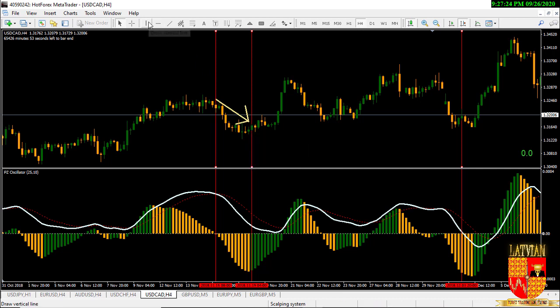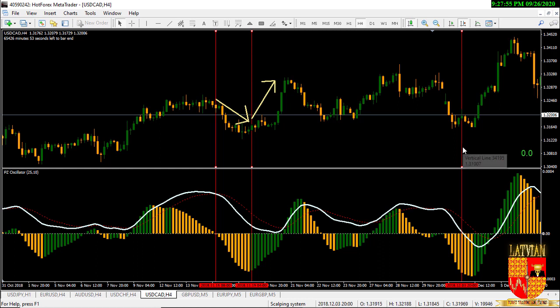And as you can see, instead of having to wait until the histogram goes above the zero line, which will be too late in most cases, you can take your trade very early when you have this green histogram at the candlestick close. And then you can see that you did have your bullish move to the upside.